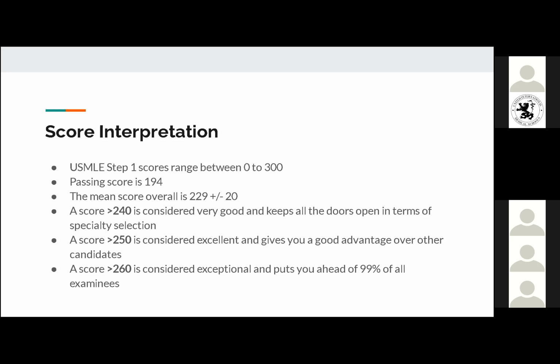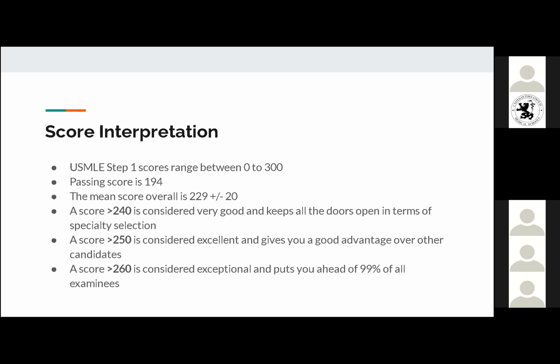Okay, and now I can talk about the score interpretation for Step 1. The USMLE Step 1 scores range between 0 and 300. The passing score is 194. The average, or the mean score overall, is 229 with a standard deviation of 20.